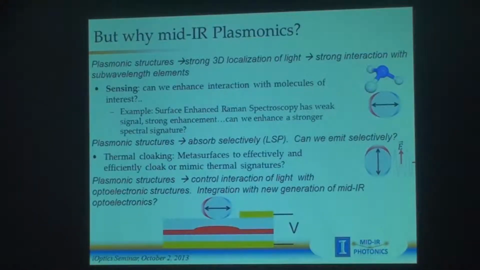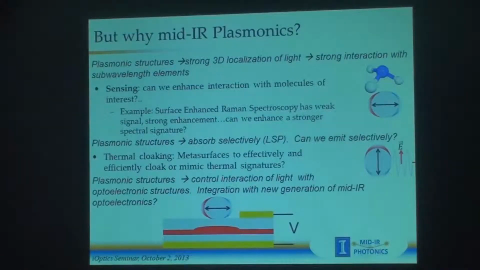Okay? So with these plasmonic structures, if we can get, for instance, 3-dimensional localization of light, we can get strong interaction with sub-wavelength elements, just like people argue for shorter wavelengths. So can we enhance the interaction of our 10-micron light with our ammonia molecules? Right? Remember I said one of the big problems of trying to sense these 4 angstrom molecules is that the wavelength of your light is many orders of magnitude larger.